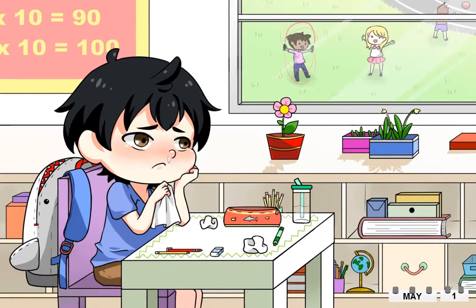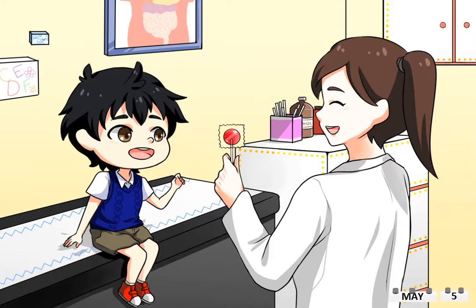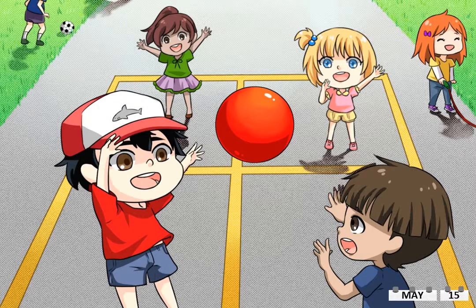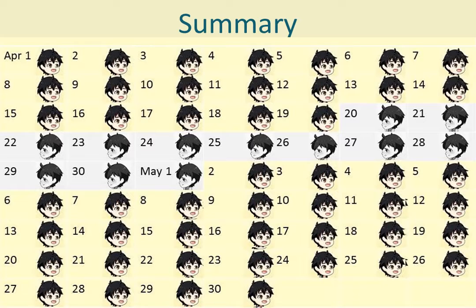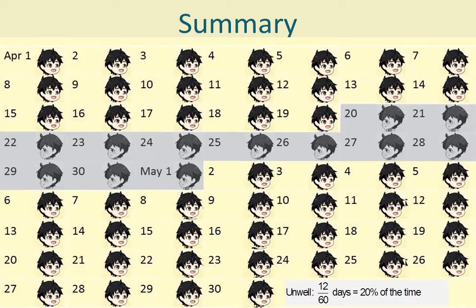He struggles for a few more days, but soon feels better again, and by his next follow-up visit is doing fine. For the remainder of the 60 days, he is back to his usual self and thoroughly enjoys his 7th birthday party. So to summarize, of the 60 days we looked at, Max was well for 48 of them and unwell for 12 of them. That is, he was unwell 20% of the time.